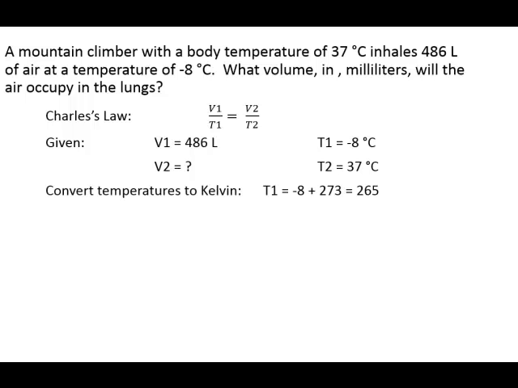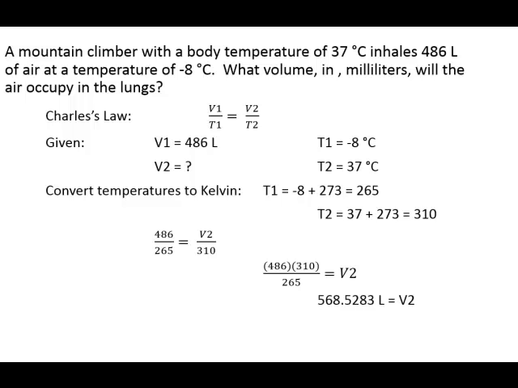First thing we have to do is convert temperatures to Kelvin. So we convert T1 and T2. Now we're ready to substitute in V1, T1, and T2. We get this. We see that we're solving for V2, which is already in the numerator. So all I have to do is multiply both sides by 310, and I get V2 equals this value. Well, I have to plug that in my calculator. I do that, and I get V2 equals 568.5283 liters.